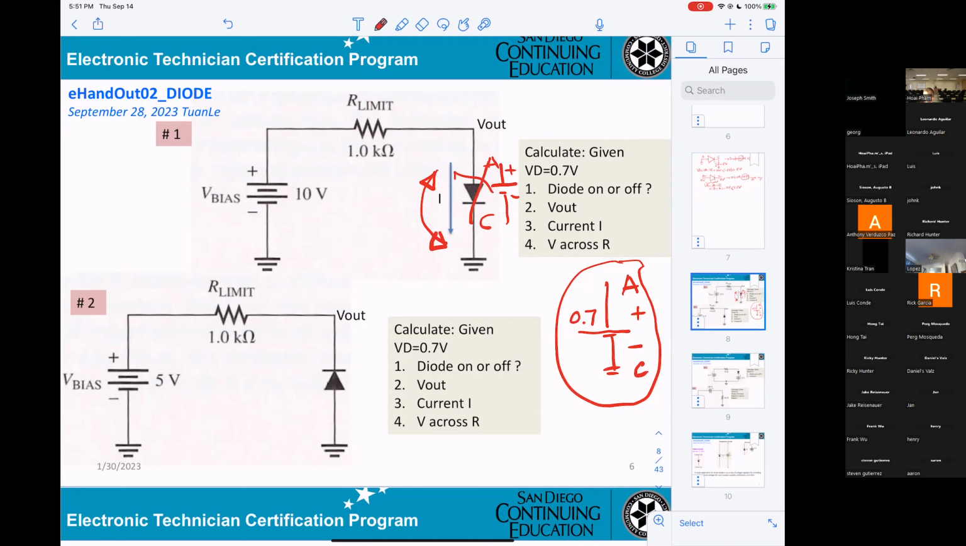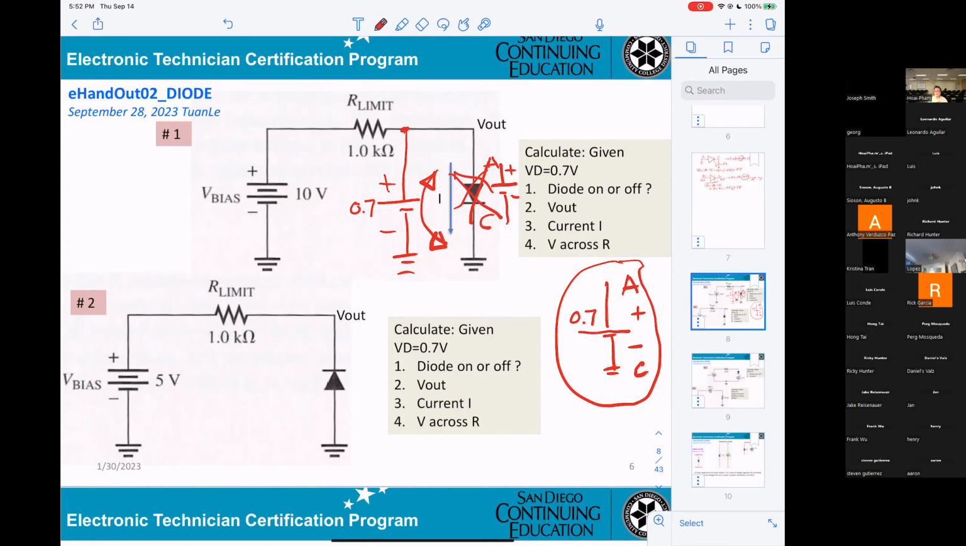So let me draw that one so you can recognize. Battery. Plus, minus, 0.7. That means you don't see the diode. Is it correct? Right.